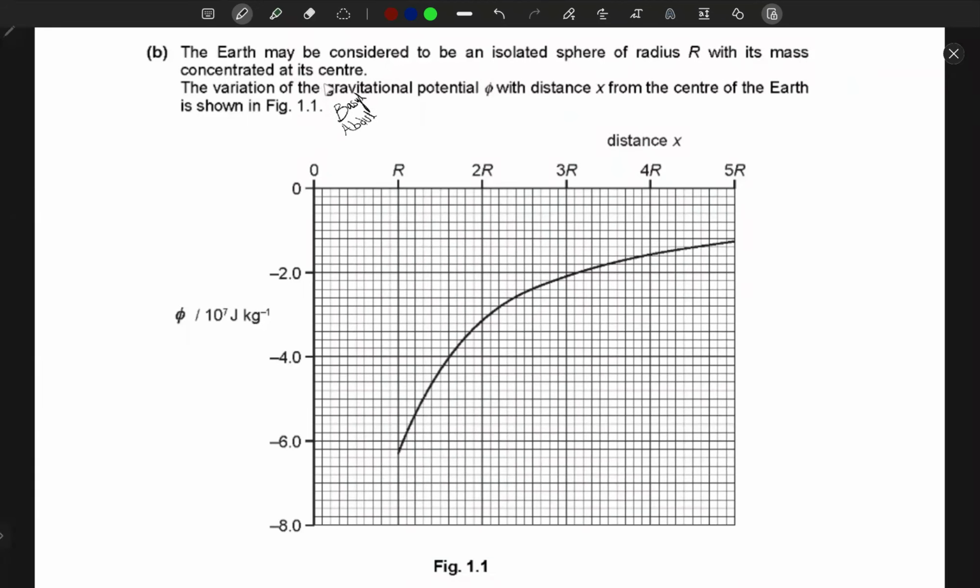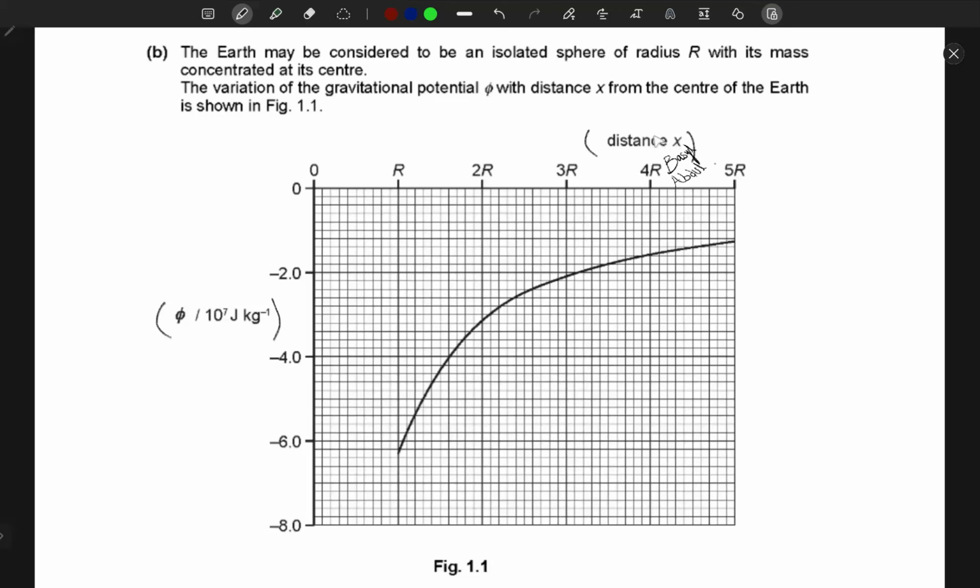A statement similar we have encountered before as well. So I'll not go into the details of what it means. The variation of gravitational potential with distance x from the center of the Earth is shown. So we can see this graph, but whenever you look at these graphs, first of all, just remember to make sure that you read what is on the y-axis and what is on the x-axis. So you can tell that this is the potential and this is the distance.